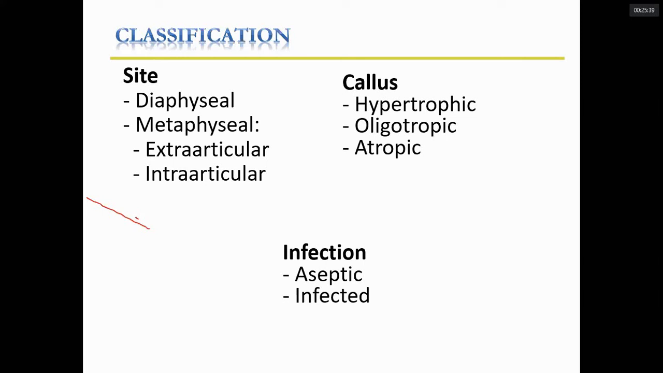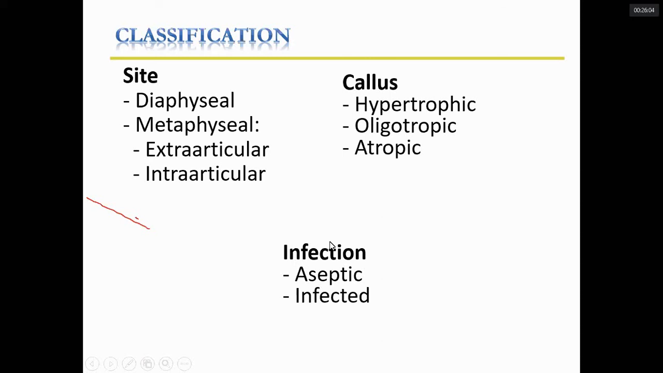If it is at the metaphysis, it can be extra-articular, not going till the bone, or if there is an intra-articular fracture, it can be intra-articular non-union. Depending on the amount of callus formed: hypertrophic callus, oligotrophic callus, atrophic callus. Atrophic, no callus formation. Oligotrophic, some amount of callus formation. Hypertrophic, excessive amount of callus formation, but still no union.